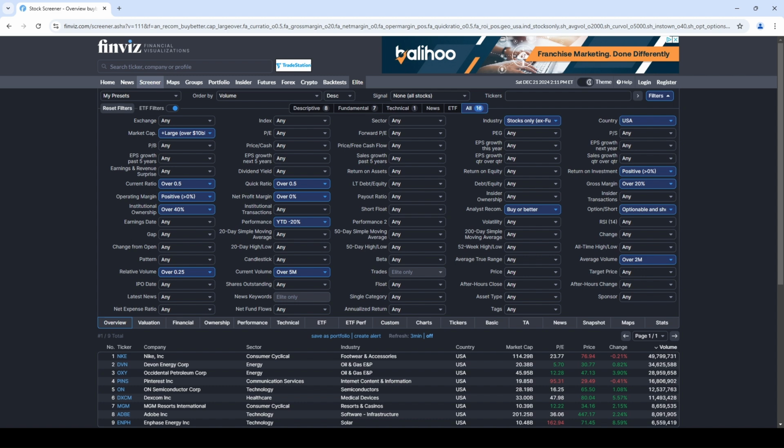Use this information to refine your investment strategy and identify the best opportunities. Don't forget to save your screener settings for future use, and happy investing!